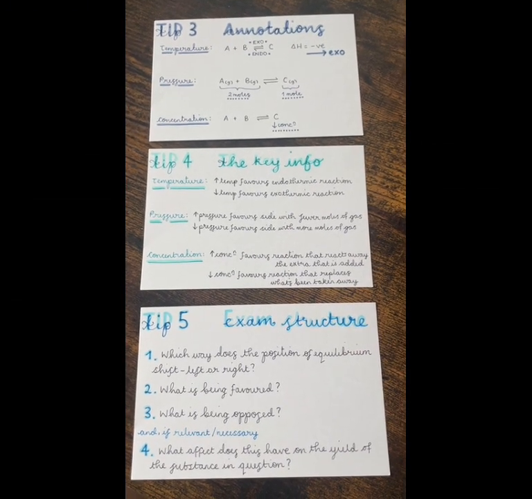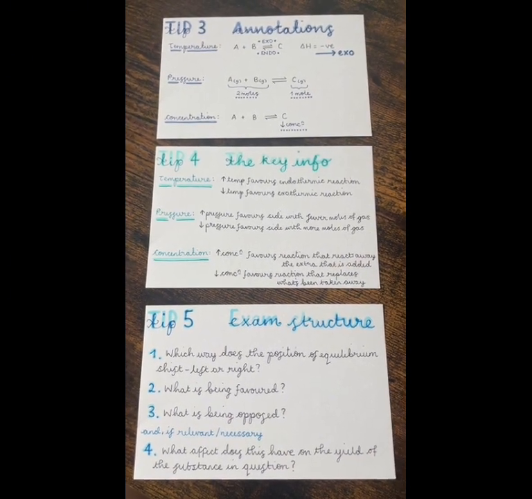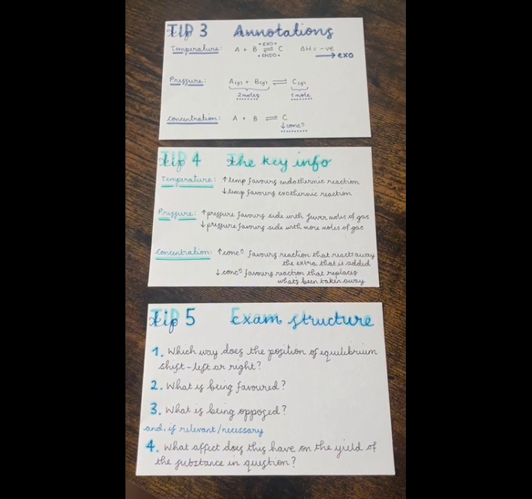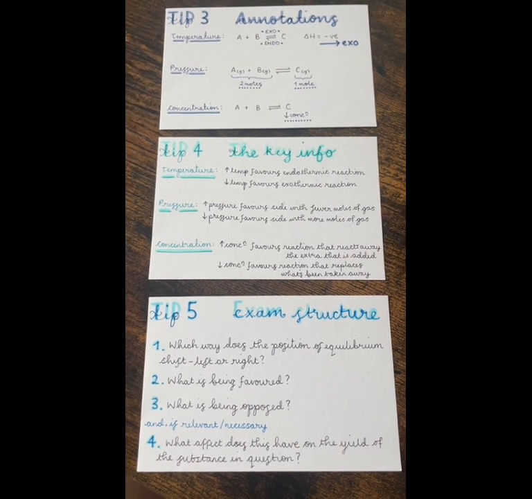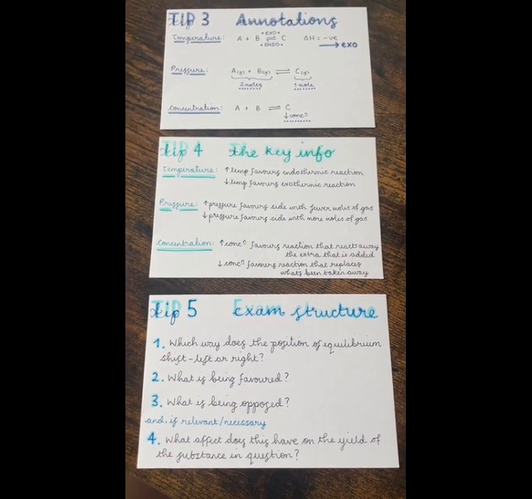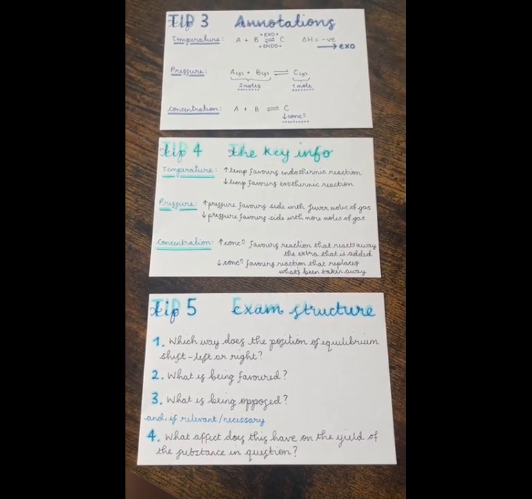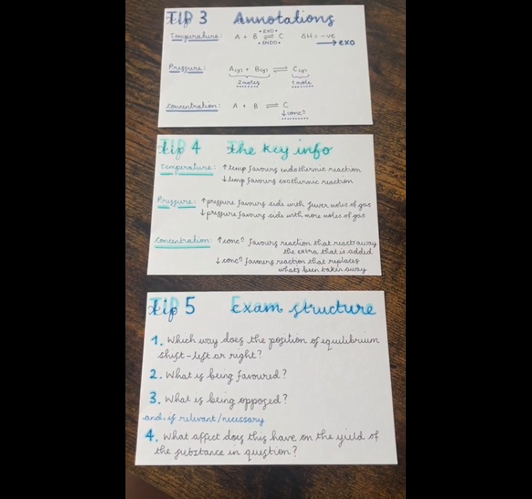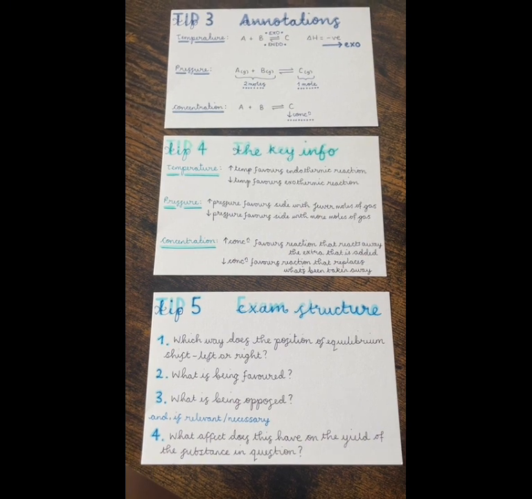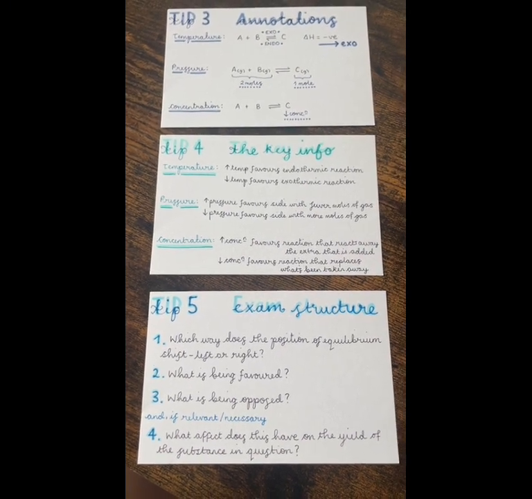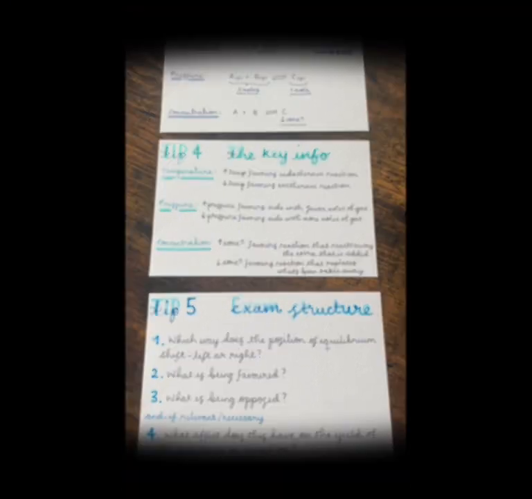Here are tips 3, 4 and 5. Tip 3, I'm going to talk about annotations that we can make onto our exam question. Tip 4 is the key information that we have to unfortunately just sit and learn so that we can draw that from our memory when we come to answering questions on how the position of equilibrium is going to shift. And then tip 5 is linked with exam structure. So once you have worked out how the position of equilibrium is going to move, tip 5 should then give you all of the information you need to be able to structure that answer in a way that is going to get you marks in your exam.